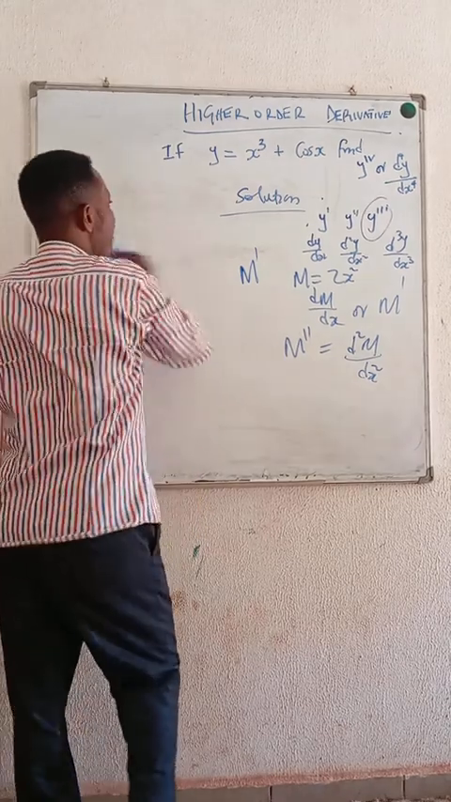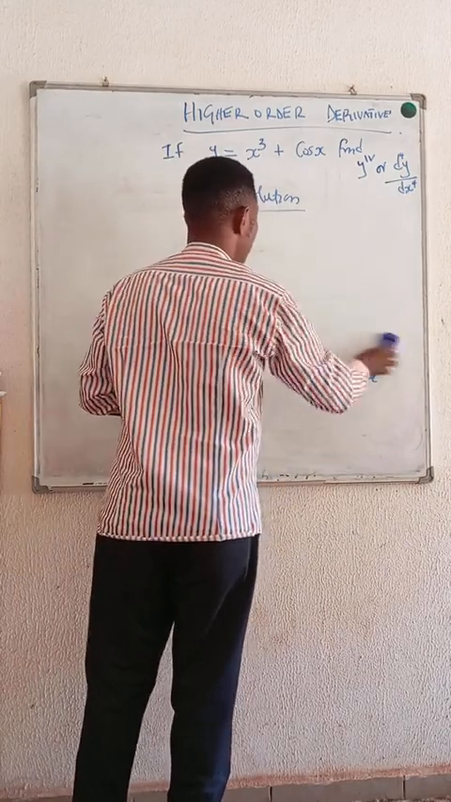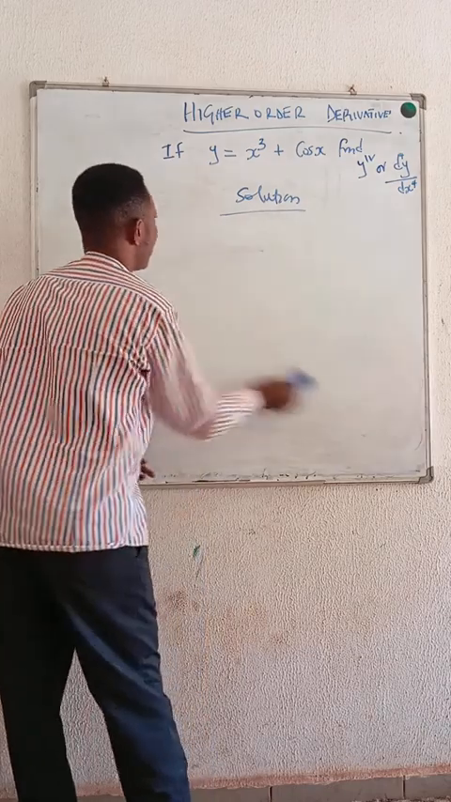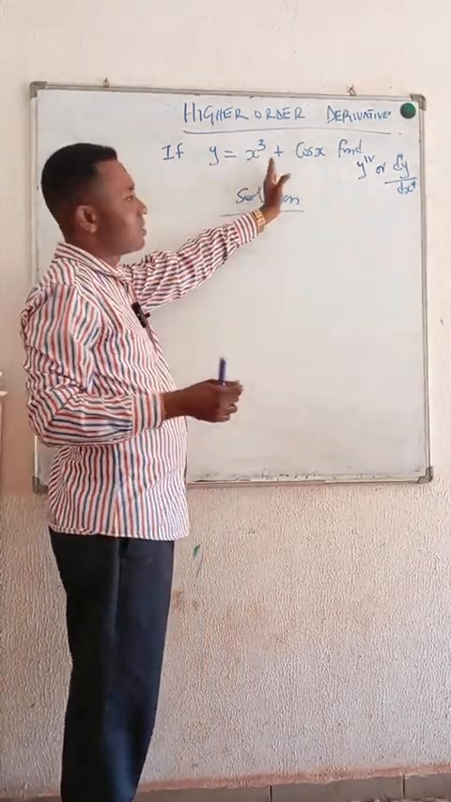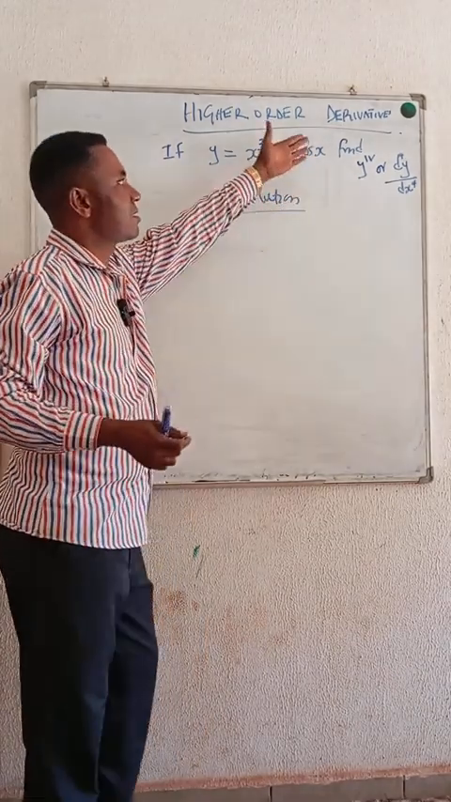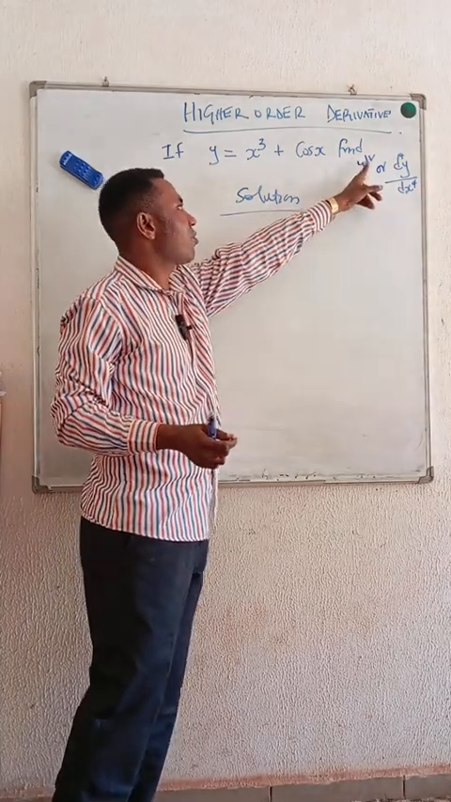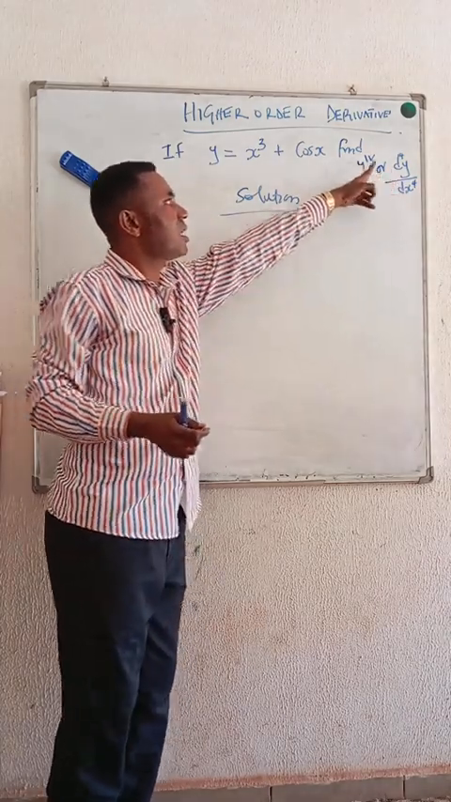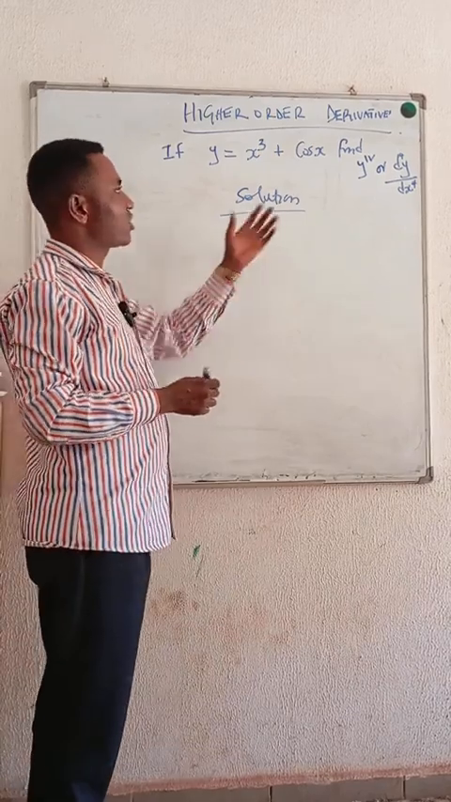In today's class, we have a very simple problem on the board, and let us do justice to it. If y equals x power 3 plus cos x, find the fourth derivative, that is y to the power of iv, or d power 4 y over dx power 4. So we're going to differentiate it now.